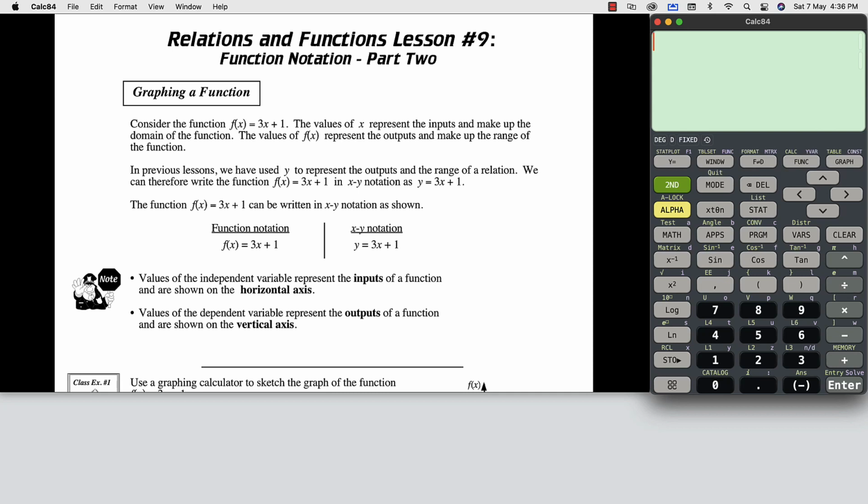This is Unit 7, Lesson 9. We're continuing on with function notation. And remember from the last video, basically we can write it in two different formats. Function notation looks like this: f of x, which is essentially the y equals 3x plus 1. And with the other one, which they're calling the xy notation, they're starting off with y, which can essentially be substituted with the f of x equals 3x plus 1. So just two different ways to represent the same thing.